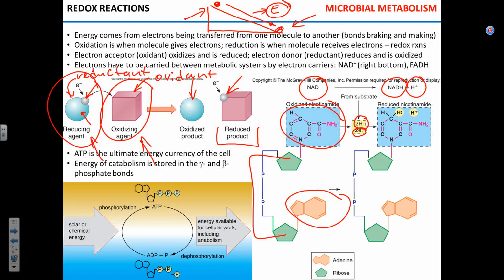Another molecule that you also might have heard about is FAD. It can accept electrons and hydrogen ions, and its reduced form is going to be FADH2. Does that make sense so far? So NADH and FADH2 will carry electrons between different parts in the cell.